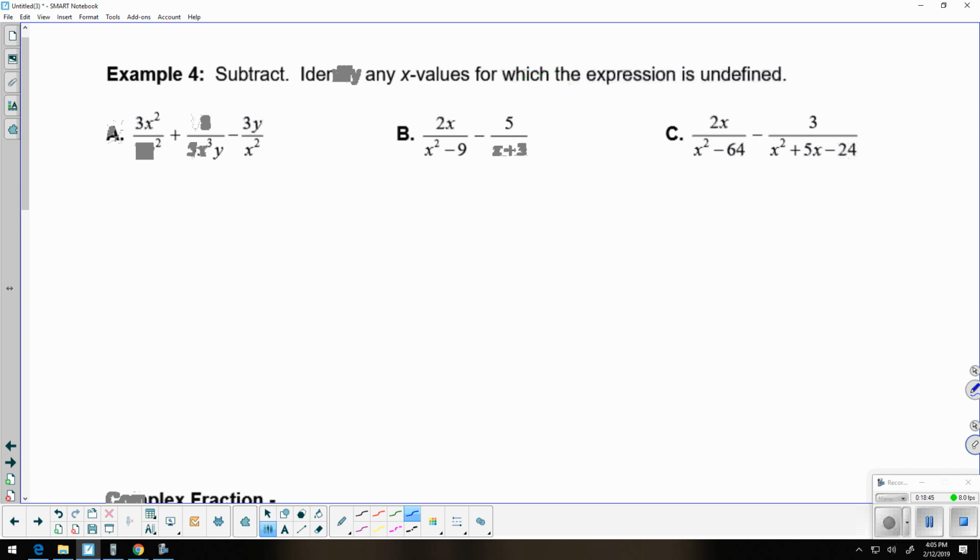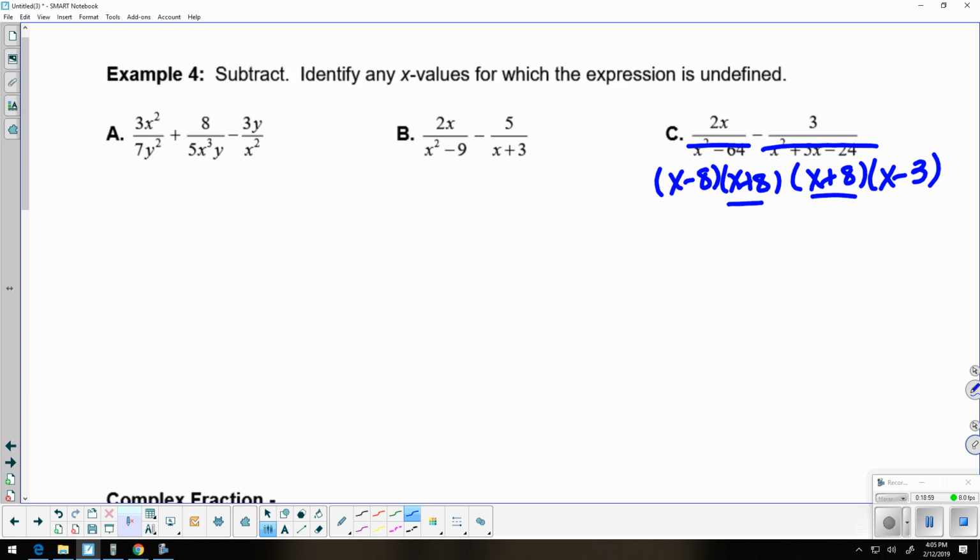So for the last one, get your common denominators. Factor these out. This would be x minus 8, x plus 8. The second one factors into x plus 8, x minus 3. Okay, so they both have x plus 8, but they're each missing something this time. The first one needs x minus 3. So I'll get that one set up. And the second one needs x minus 8.